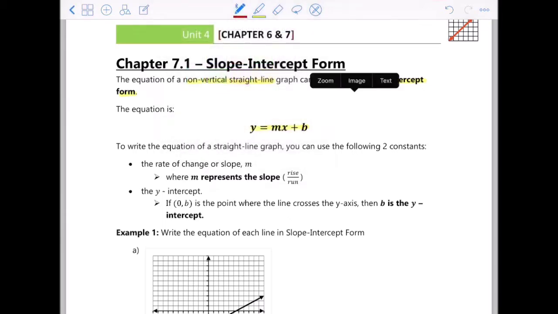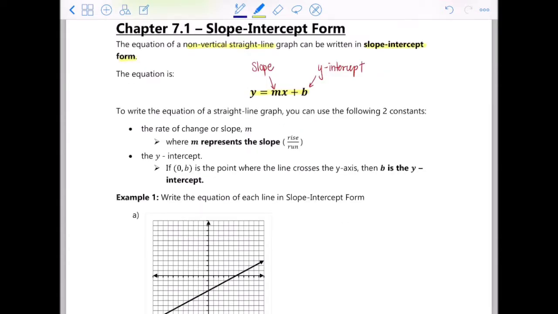First of all, last class, we talked about what that M stands for. M stands for slope, and something new today, B stands for Y-intercept. So we know slope M represents rise over run, and Y-intercept is a point where the line crosses the y-axis. Let me give you an example on that.